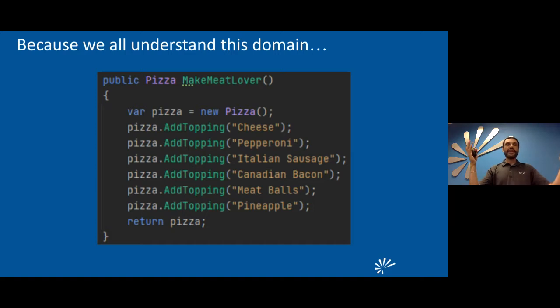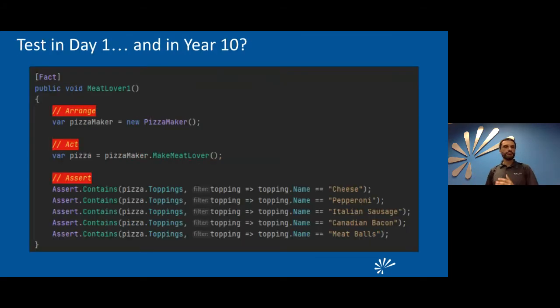So let's pretend that we have this method, make meat lover pizza, that has this implementation. You have a pizza and then you add toppings to it. And then we go to some sort of a class to learn about writing tests. We end up writing tests that will quite probably look like this, right?